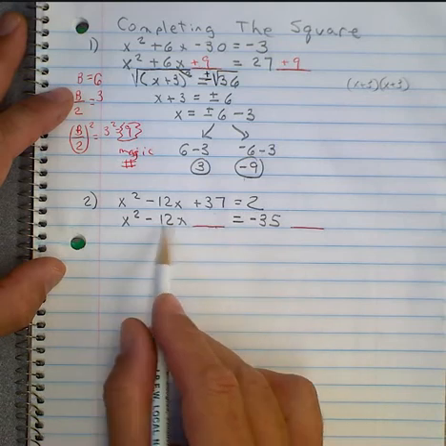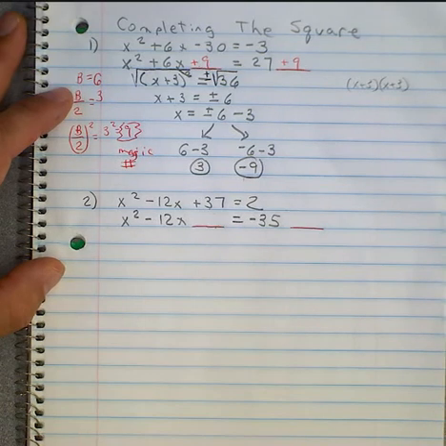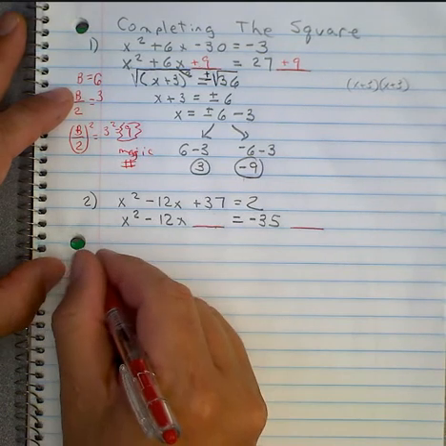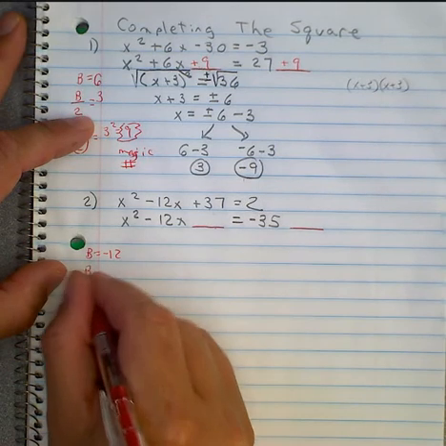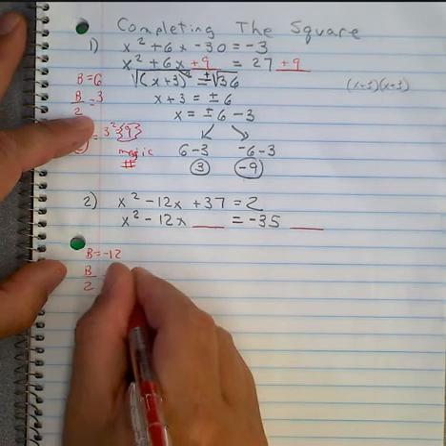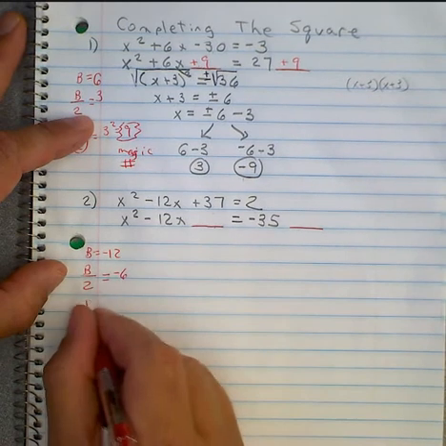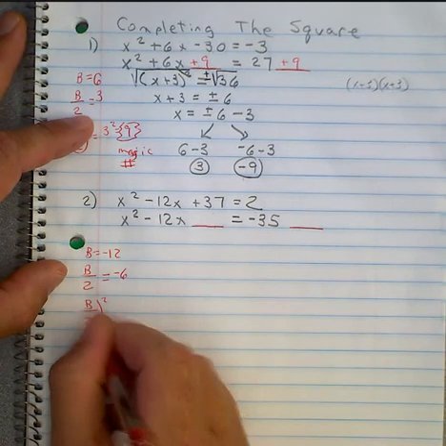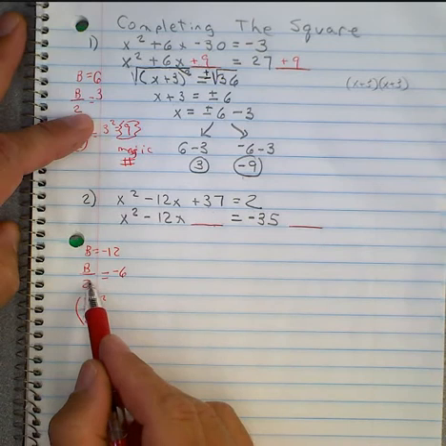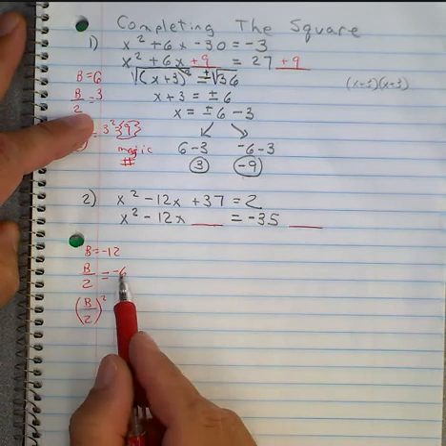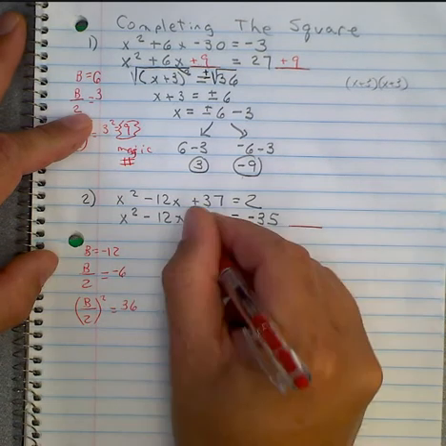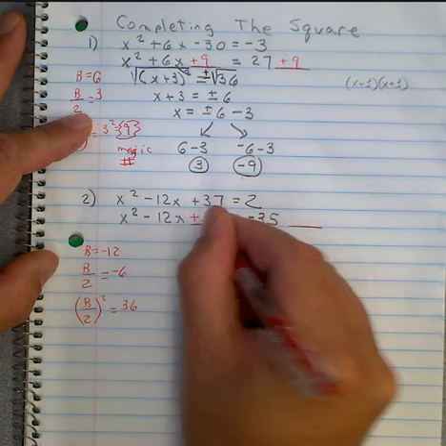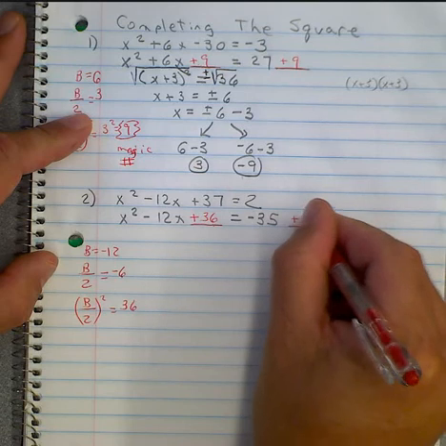The b value, the number before the x, is negative 12. So b equals negative 12. Then I take half of that, b over 2, which gives me negative 6. And then I take b over 2 squared. It's always half the middle term squared. Negative 6 squared gives me 36. That's what I'll add on. If I add it to one side, to keep it equal, I have to add it to the other side.